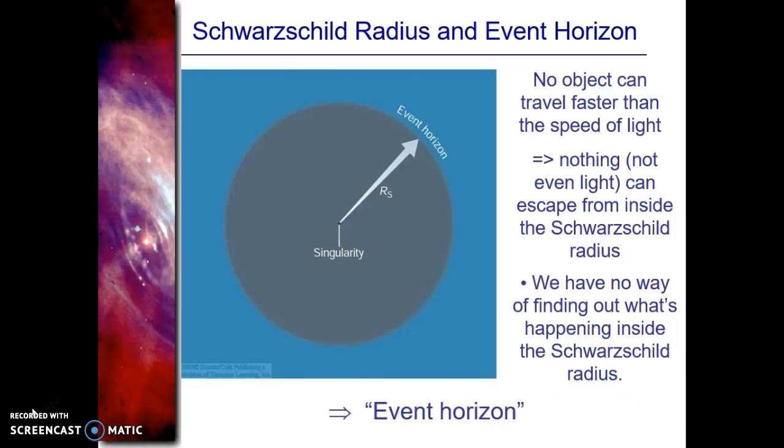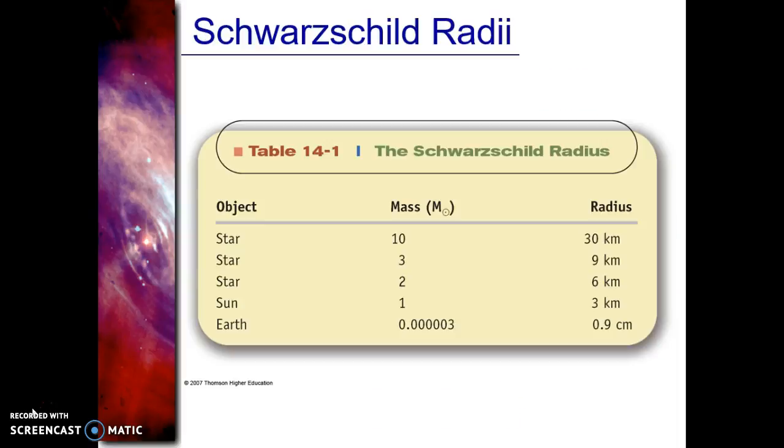So the Schwarzschild radius and event horizon. There's no way to detect what's happening inside the Schwarzschild radius, and it's referred to as the event horizon. So once something goes into or past the event horizon and into the black hole, we can't find out what's going on inside of it. Nothing can escape, because nothing can go faster than the speed of light, and since black holes trap even light, well, yeah, we're screwed.